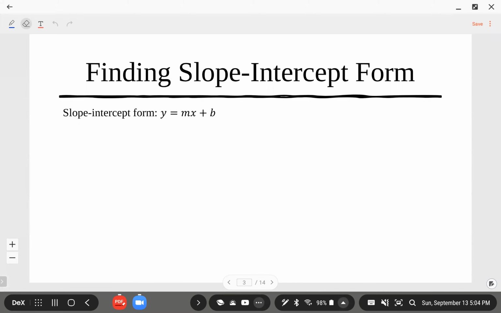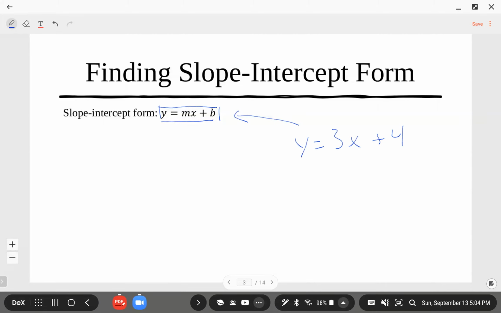Okay, so first I'm going to review how to find the slope-intercept form. Some of this will be new, some of this will be review. So what I need you to remember is how slope-intercept form is written. Slope-intercept form is written in the form y equals mx plus b. So let's say this would be a common slope-intercept form equation: y equals 3x plus 4, okay? And this is written in this form.